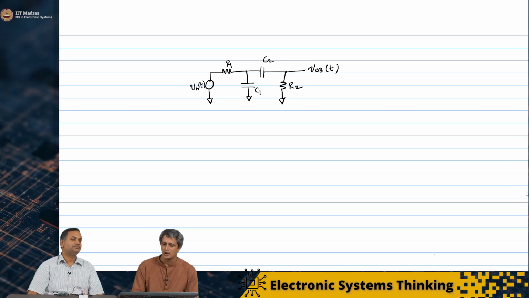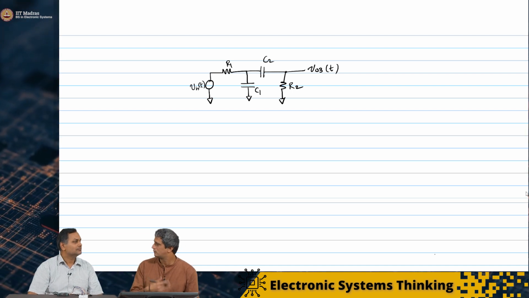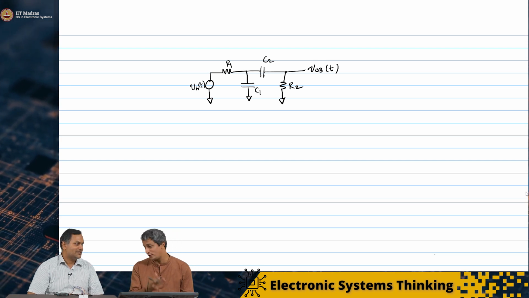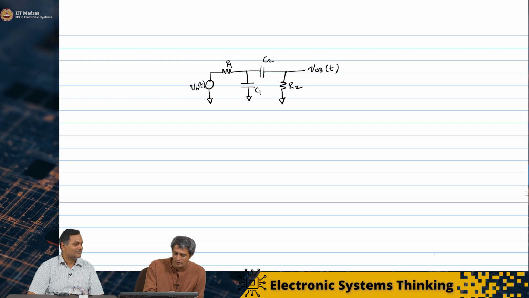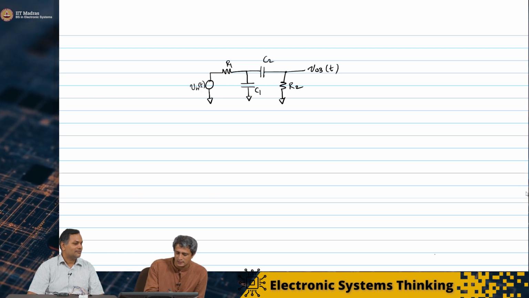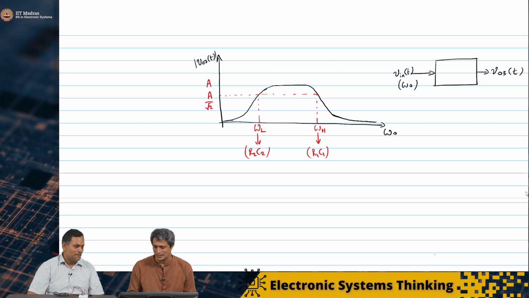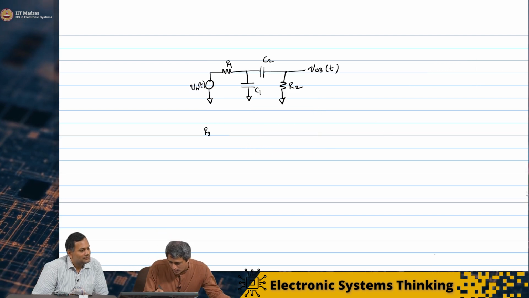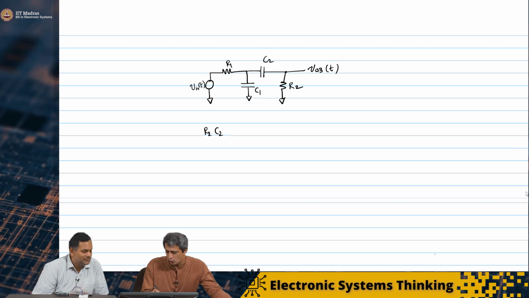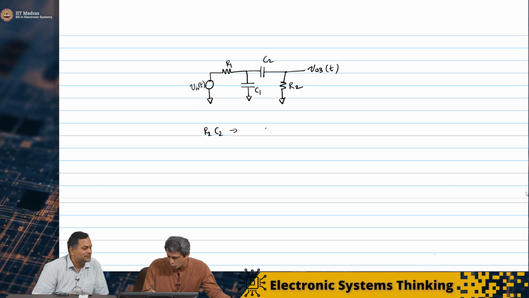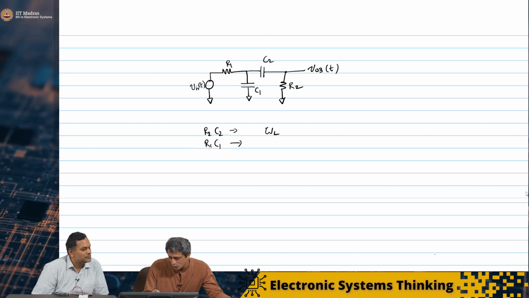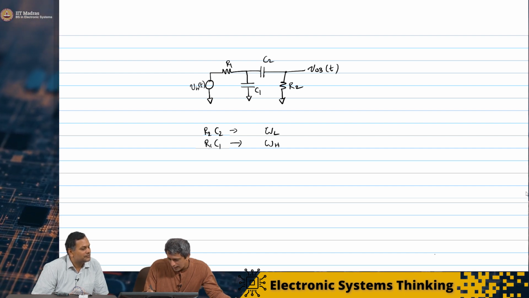Now, how do we design these values? We should be very careful in picking these values, because if we don't, we could get something very funny, which basically does nothing useful for us. So we'll look at that. We know that the R2 C2 is going to correspond to the lower threshold, omega L. R1 C1 is going to correspond to the higher threshold.